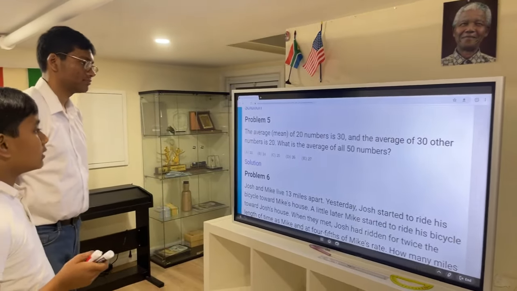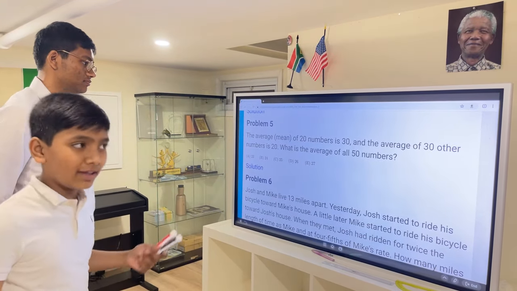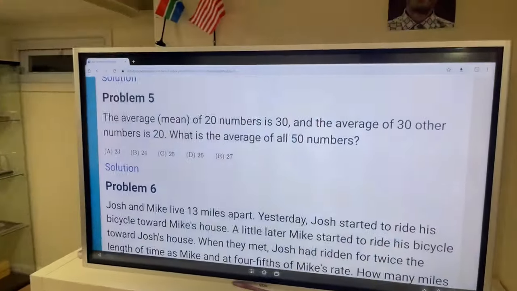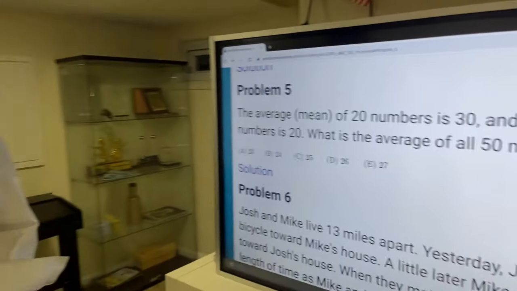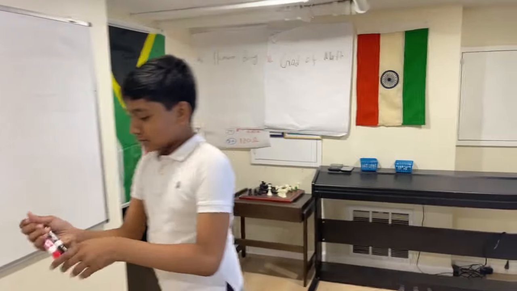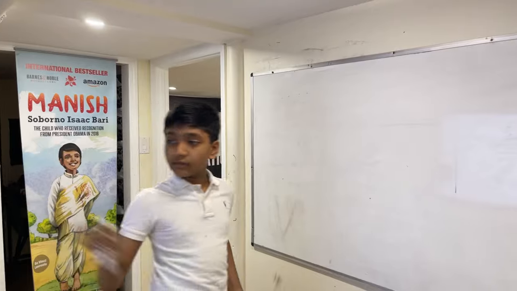Can you read it? The average mean of 20 numbers is 30, and the average of 30 other numbers is 20. What's the average of all 50 numbers? Now go. You have 2 minutes. Alright, so I've never seen this problem before actually, because I haven't taken the 2005 AMC.